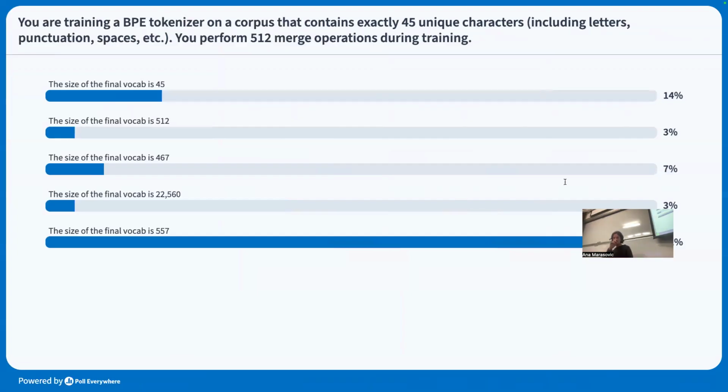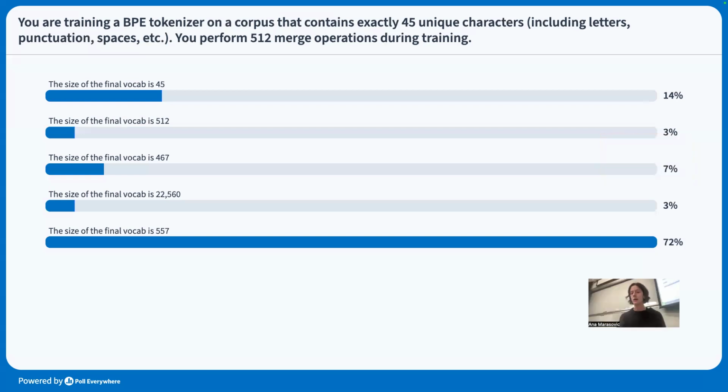Okay, the final question was about what is the size of the final vocabulary. So we start with some data. The first step of BPE will be to split each word in the data by characters, right? And then we are going to start to merge these characters and eventually tokens that are composed of more than a single character. So initially we start with 45 unique characters, and then we perform 512 operations.